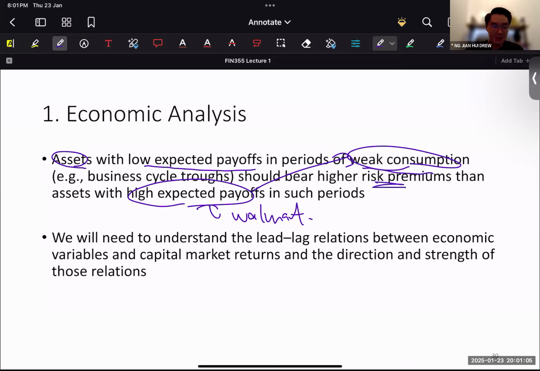Bitcoin, well, okay, Bitcoin doesn't follow the economy, but it follows a lot of other policies. Okay, so we also understand the lead-lag relationship between the economic factors. This is very important: the lead-lag relationship between the economic factors and how the market moves.